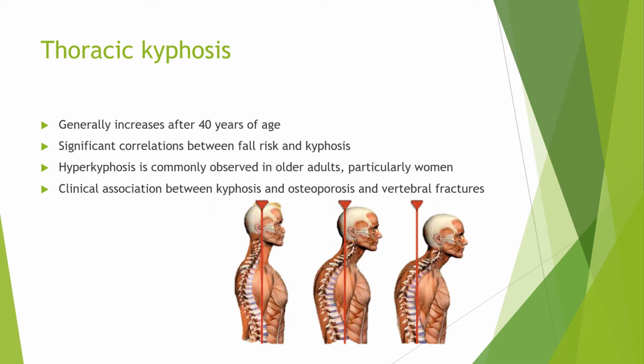Hyperkyphosis is commonly observed in older adults like we just talked about, and specifically in women. I also see this a lot in women that have larger breasts. So maybe from their teenage years on up, they've been a bit embarrassed about their chest size, and therefore they'll tend to go into a bit more kyphotic posture to hide that. Or maybe it is just because of the weight of the chest, and maybe we need to talk about better bras, better support so that they don't get into those kyphotic postures. Clinical association has also been seen between kyphosis, osteoporosis, and an increase in vertebral fractures as well.